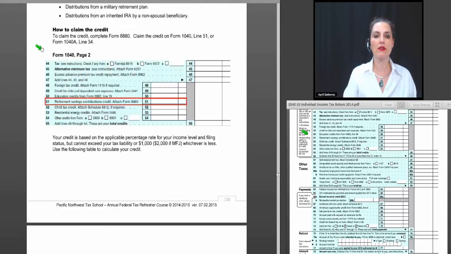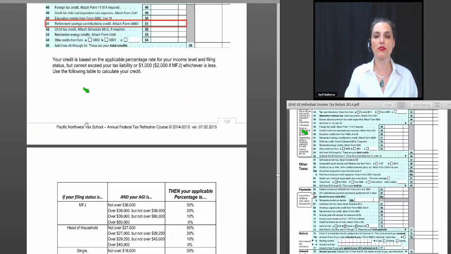How you claim the credit? Well, you complete Form 8880 and then enter the amount of the credit on line 51 of the Form 1040. Your credit is based on the applicable percentage rate for your income level and filing status but cannot exceed your liability, or $1,000 or $2,000 if you're filing jointly, whichever is less, and you will use the following table to compute your credit.